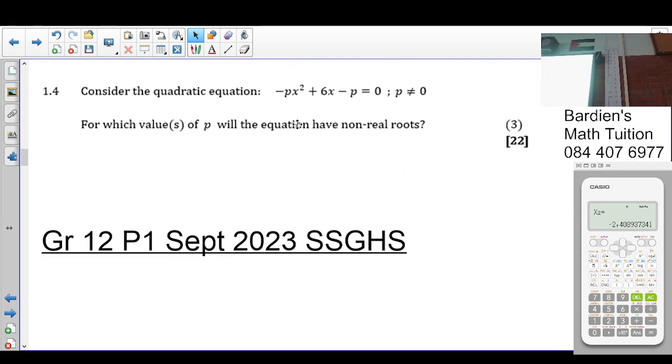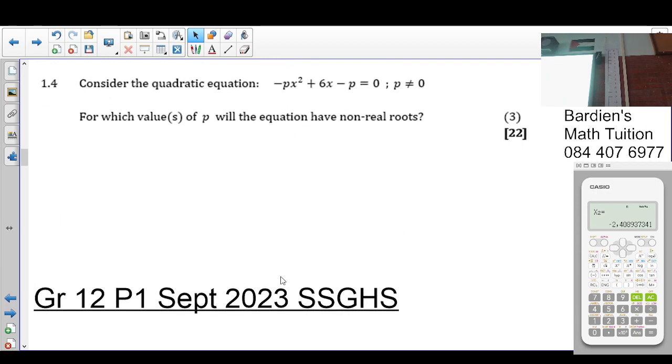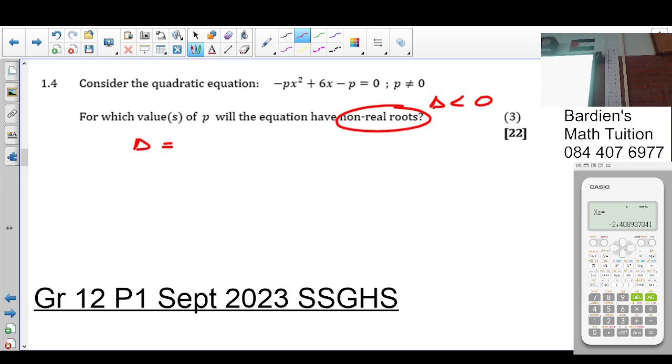Consider the quadratic equation: negative px squared plus 6x minus p is equal to 0, where p is not equal to 0. For which value or values of x will the equation have non-real roots? Under what condition will a quadratic have non-real roots? If delta is less than 0. Okay. So what is delta in this case? It's b squared minus 4ac. That is also known as your discriminant.